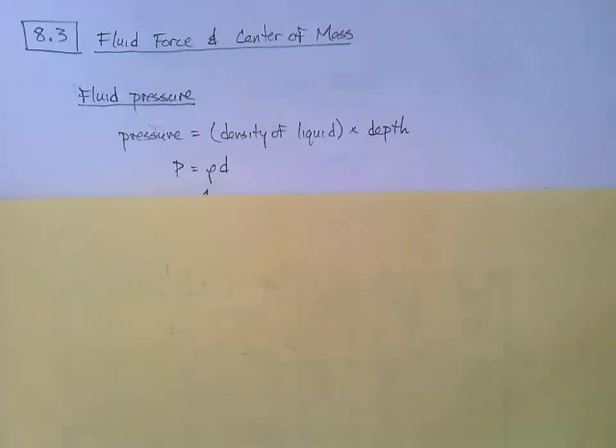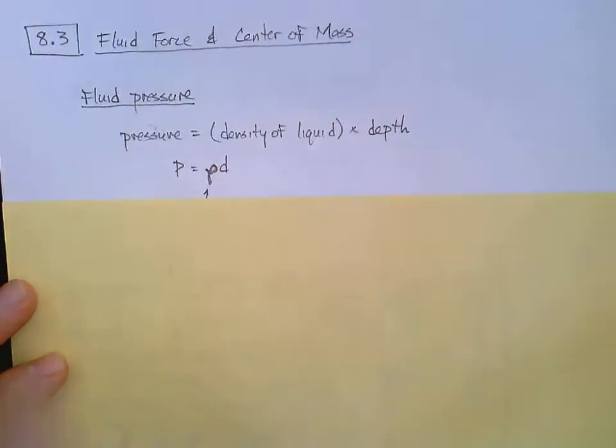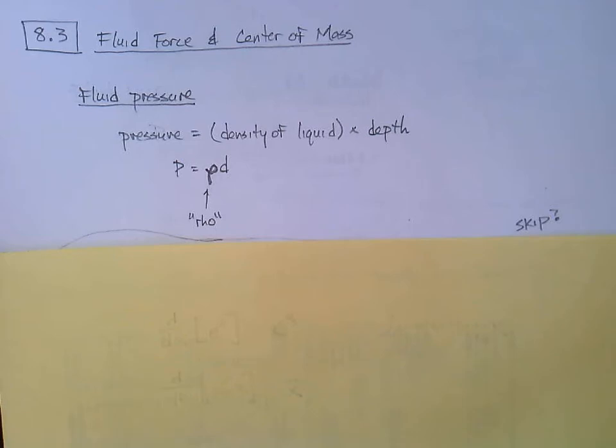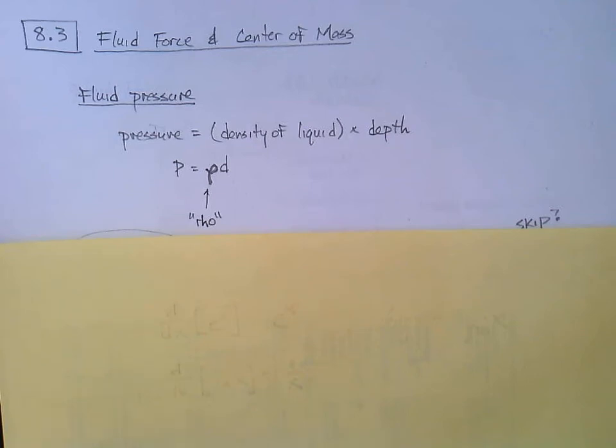To give you some variables to represent this equation, we're going to say pressure is capital P. The density of the liquid is this Greek letter rho. It kind of looks like a lowercase p, but it's sort of curved, so you see it sweeps around. I don't know if you're familiar with that Greek letter at this point; it might be your first experience with it. We use rho for density typically. And then D is depth. So capital P equals rho times D.